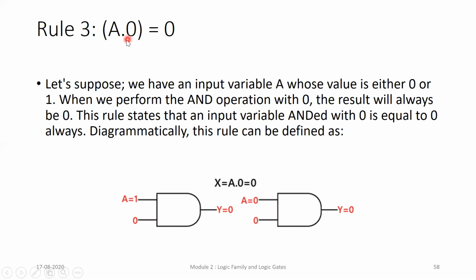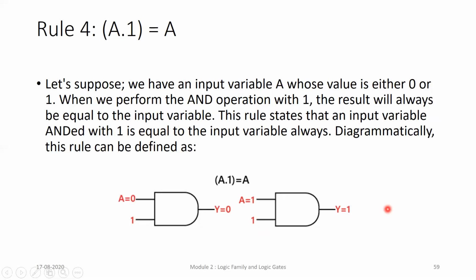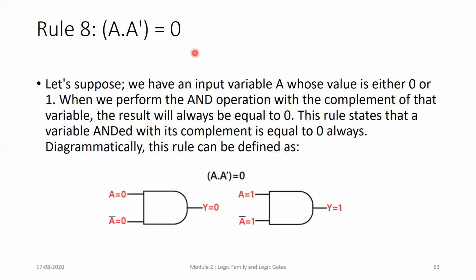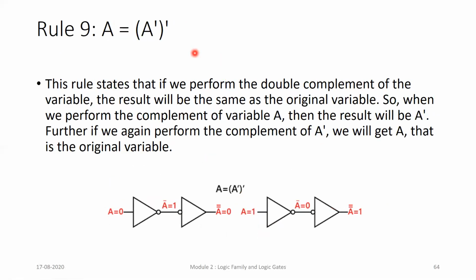A into 0. It is multiplication, so I'm using an AND gate. One input is fixed at 0, the other input is A. The value of A can be 1, the value of A can be 0. Whatever the value of A, 1 or 0, since one of my inputs is already 0, the output is always 0. So these are the 12 rules in the table. No need for you to write as such. Only remembering this is important, but I am showing you how we can implement using the various gates.